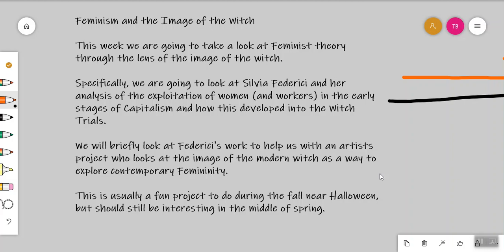So basically, what I'm going to do is introduce a little bit of feminist theory and the work of Silvia Federici. We're going to use that to take a deeper look at an art project that looks at the image of the witch, and turn it into a project that you all will conduct on the discussion boards. I'm going to briefly discuss this, we have a video to take a look at, and then we'll be able to apply this to an active project.